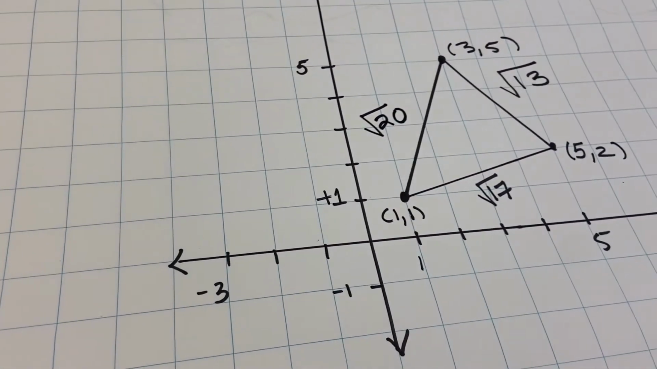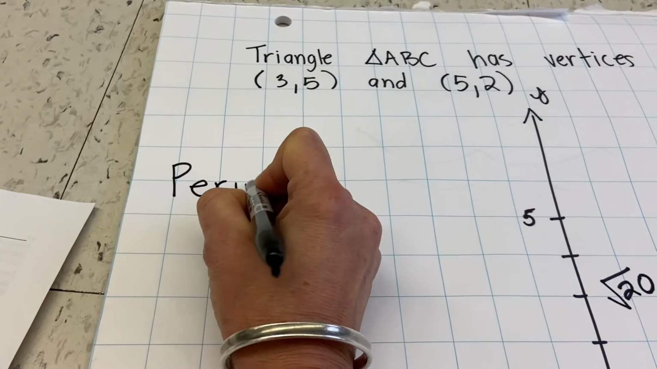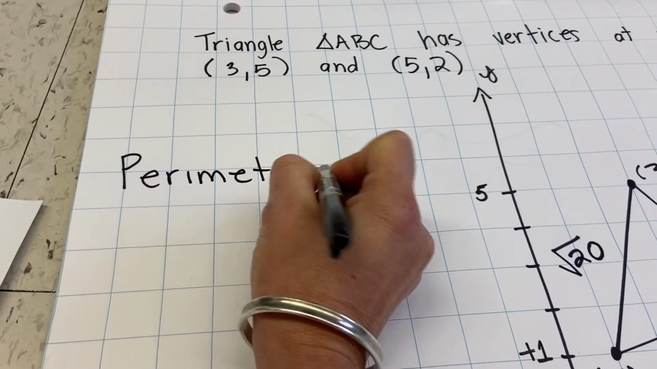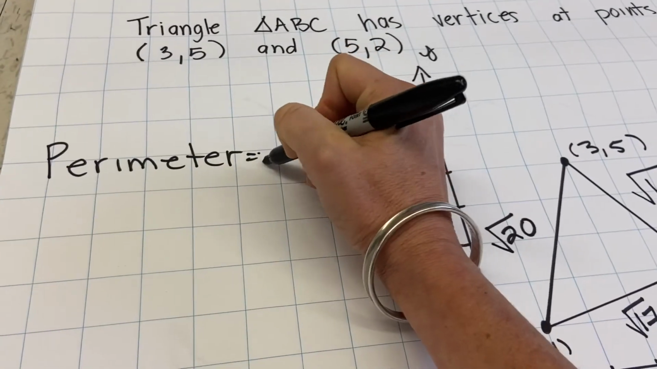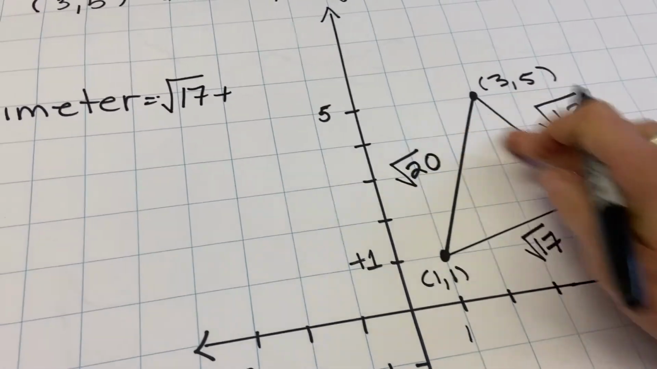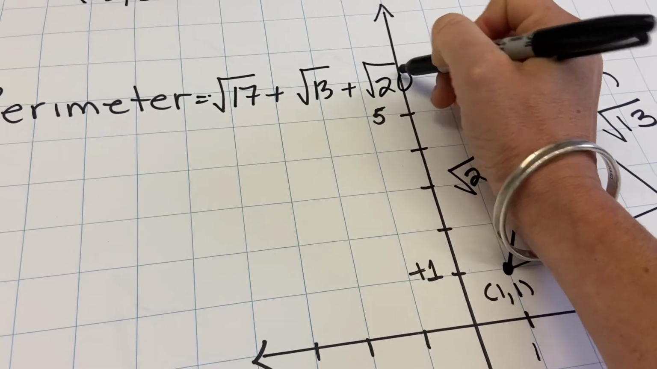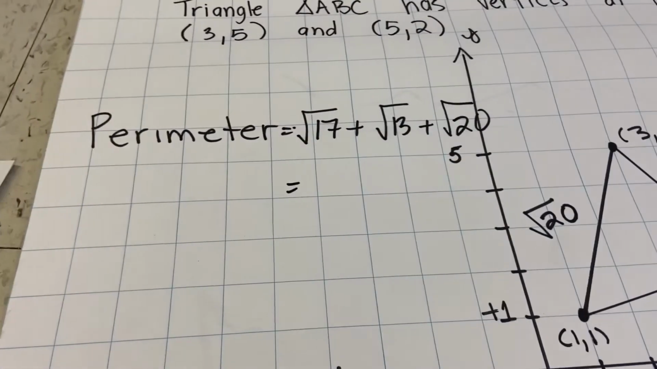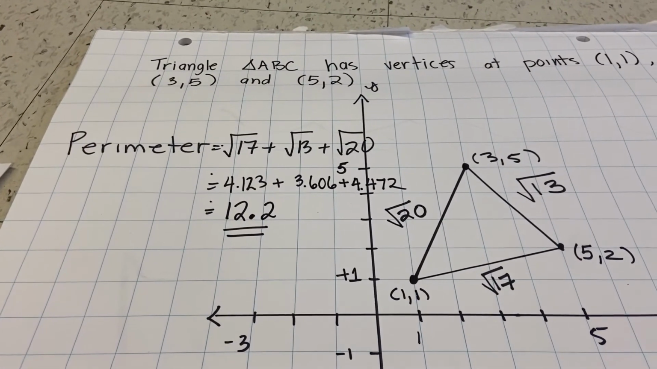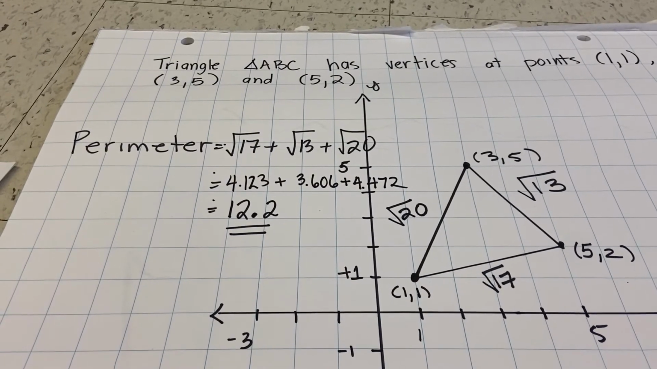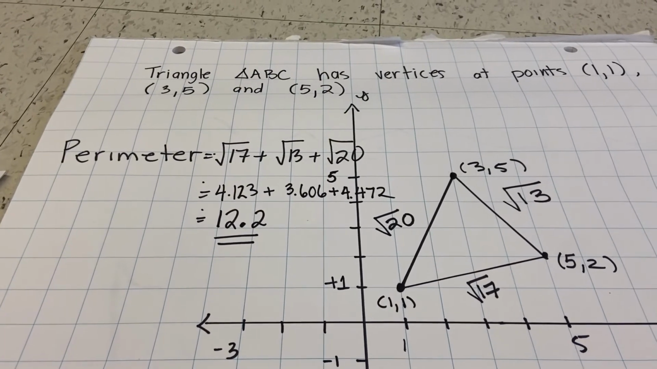So if I wanted to find the perimeter, perimeter means the distance around the entire shape. I want to add up all 3 sides. So the first side we did was square root of 17. The second side was square root of 13. And the third side we did was square root of 20. And you can take a calculator and change that to a decimal if you like. I'll do that right now. I found that when I add up those 3 sides, the perimeter is about 12.2 units. So that's how you find the perimeter.